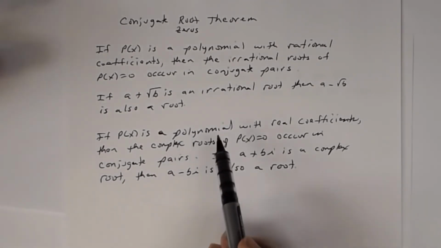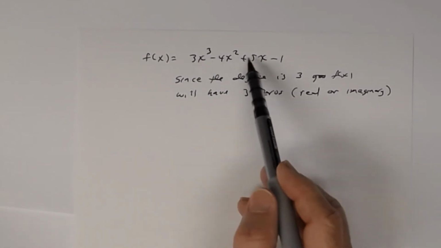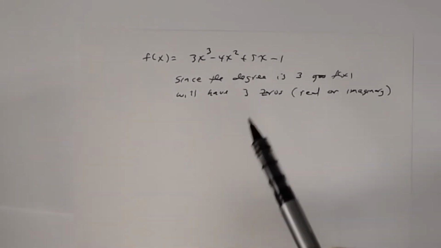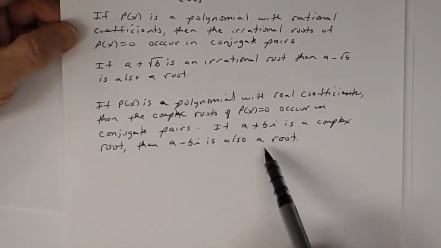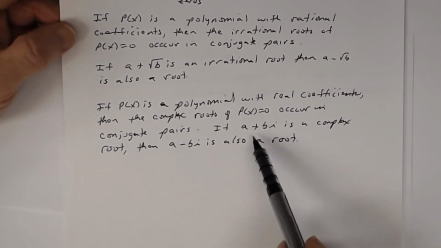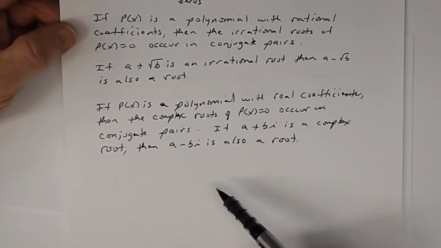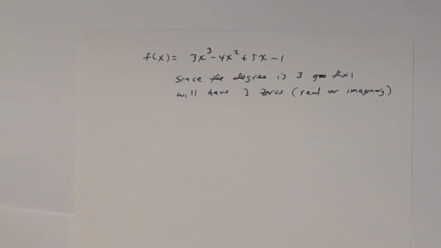So just remember, if you have real coefficients, what I want you to remember is that imaginary numbers are going to occur in pairs. Okay, real coefficients. All right. So if you have a plus bi, then a minus bi will be a zero as well. All right. So how does that help us?